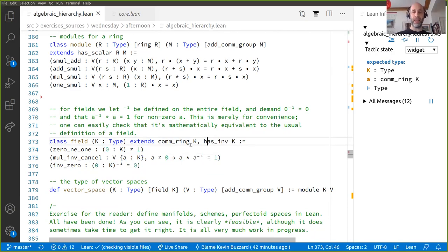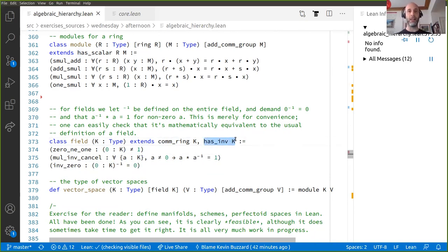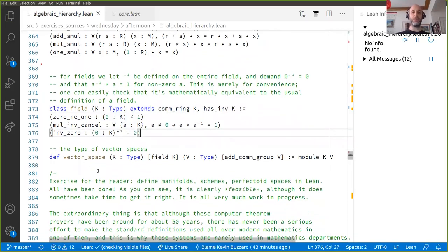So the moment I make k an instance of the has_inv type class, then I can take the inverse of every element of k, every term of type k. And so what we do is we simply demand that the inverse of 0 is 0, and for any non-zero thing, when you multiply it by its inverse you get 1. So there's a field. And now, of course, we can just define a vector space over a field to be a module over the corresponding ring.